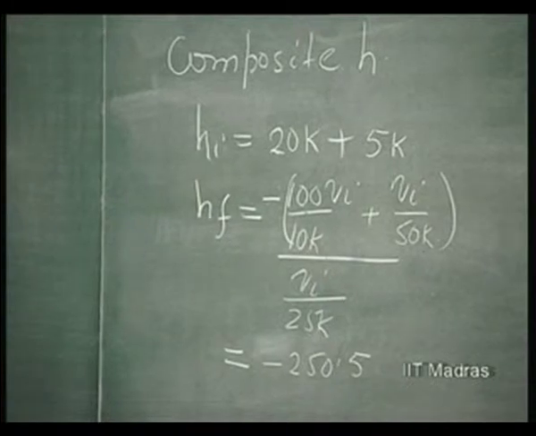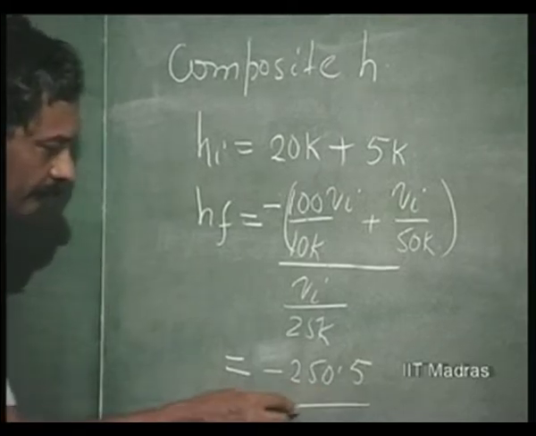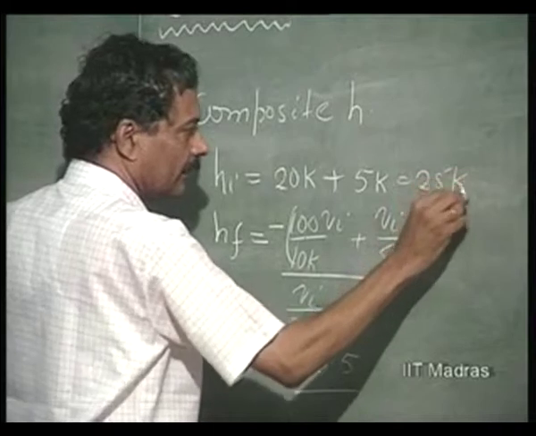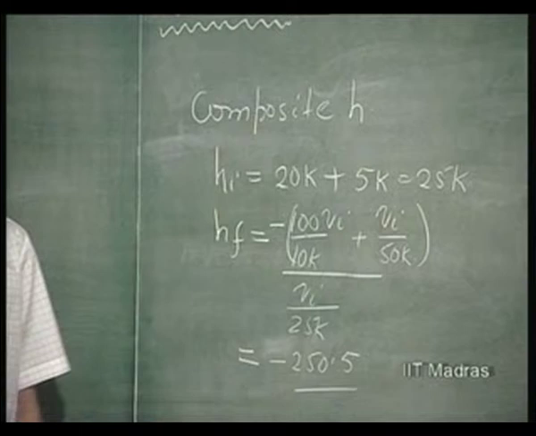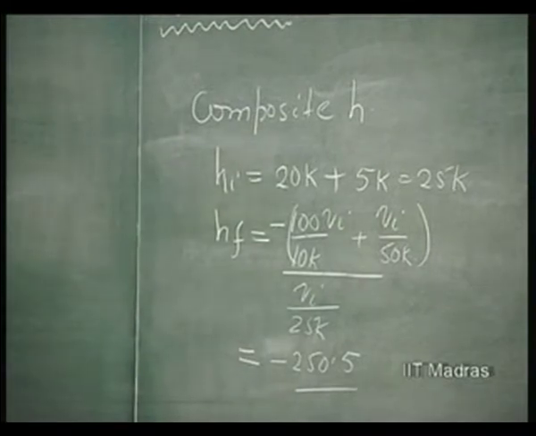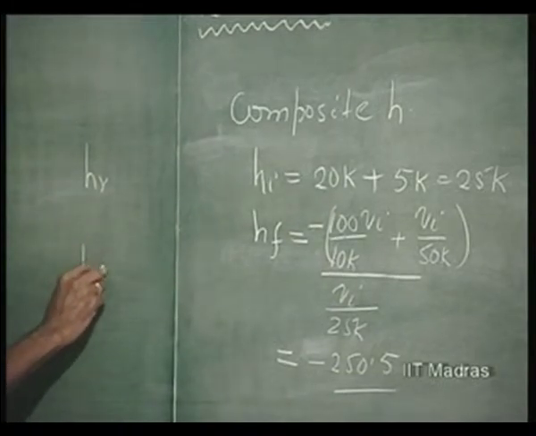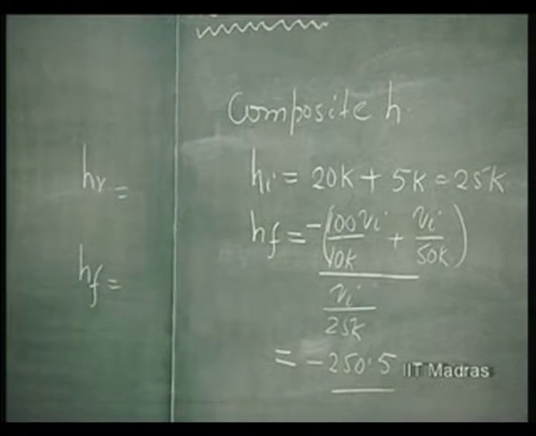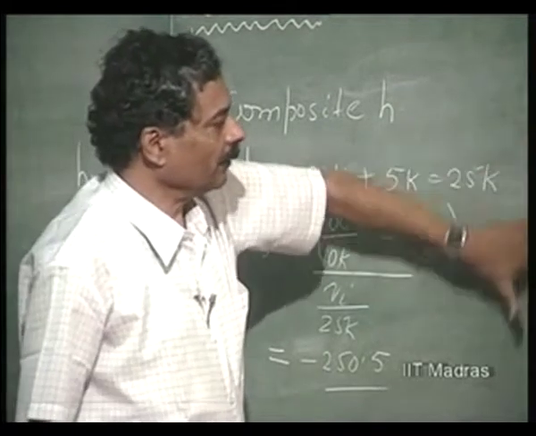So, HF is minus 250.5, the composite HF. We have evaluated HI as 25 K, HF as minus 250.5. Now, how do we evaluate HR, composite HR and composite HF? HR and HO are evaluated with open circuit input. So, the input is open, nothing is applied here.